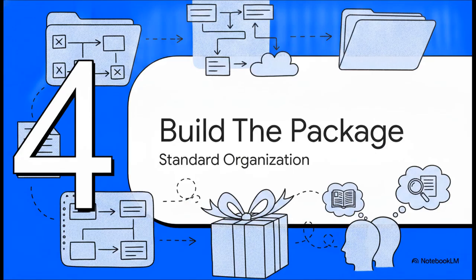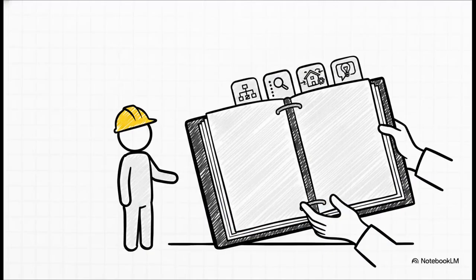Moving on to step 4, build the package. This is the fun part. This is where you bundle all those isolated diagrams into a cohesive professional master binder that you'd hand over to the city planner. A standard package has 5 parts. Part 1, the primary presentation. Those are your main visual diagrams.